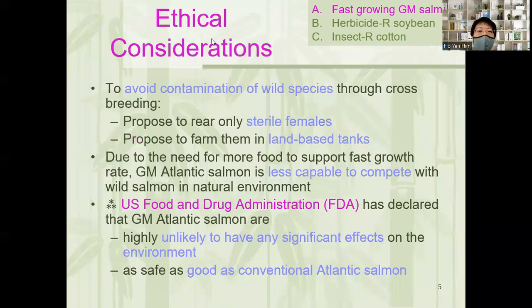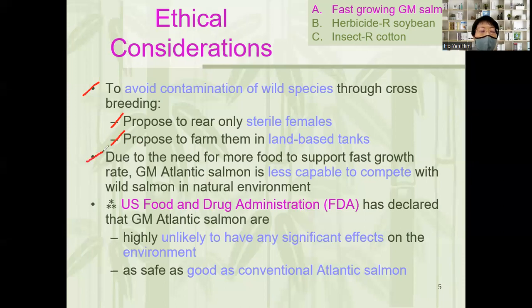So what is the ethical consideration for this type of organism? We want to avoid contamination of wild species with this particular gene through crossbreeding. So some scientists say, since this is your concern, right, escape to the wild and contaminate wild species, they propose you only rear sterile females. So you make sure that the salmon fish that we rear, the females are all sterile, so they cannot lay eggs. Okay, and also propose to farm them in land-based tanks. So farm them on the land rather than in the river where they may escape easily if there's a leak in the tank, okay, or in the net.